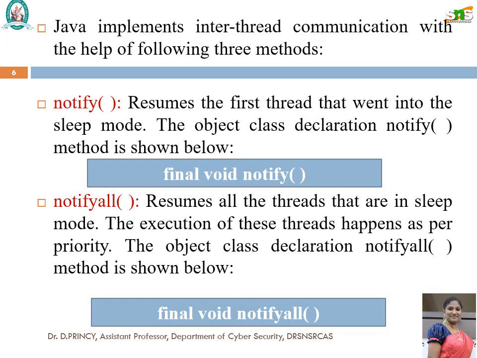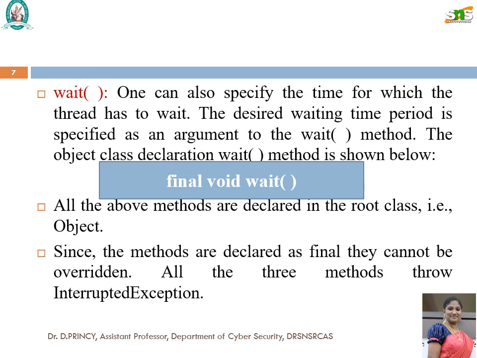Java implements inter-thread communication with the help of three methods. The first method is the notify method. It resumes the first thread that went to the sleep mode. The object class declaration of the notify method looks like below. The second method is notifyAll. It resumes all the threads that are in the sleep mode. The execution of these threads happens as per priority. The third method is the wait method, which makes the thread wait for some time period. After the time has elapsed, it comes back to the runnable state.